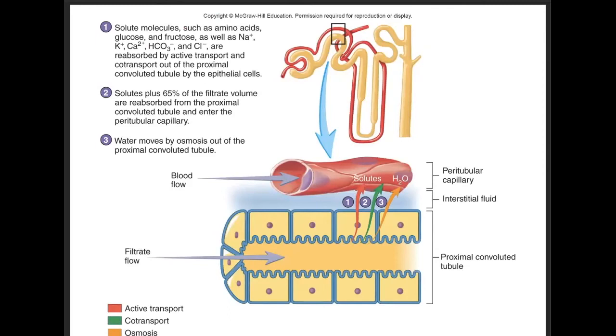This is the reabsorption in the proximal convoluted tubule. So as you can see here, number one says the solute molecules such as amino acids, glucose, fructose, as well as sodium ions, potassium ions, calcium ions, bicarbonate and chloride are reabsorbed by active transport and co-transport out of the proximal convoluted tubule by the epithelial cells. Now, the solute plus 65% of the filtrate volume are reabsorbed from the proximal convoluted tubule and enter into your peritubular capillary, where water moves by osmosis out of your proximal convoluted tubule.